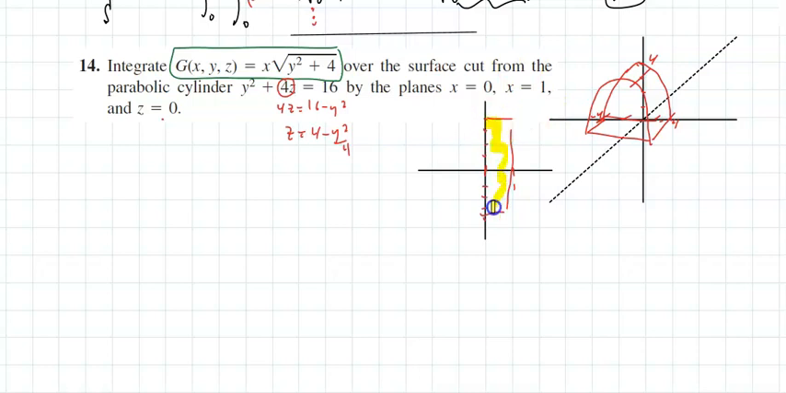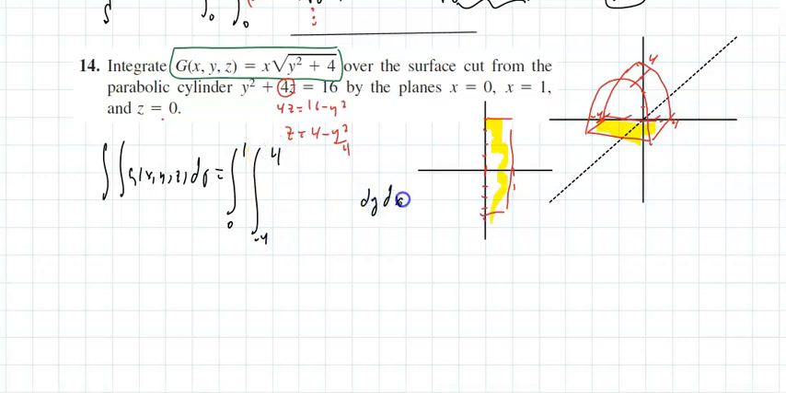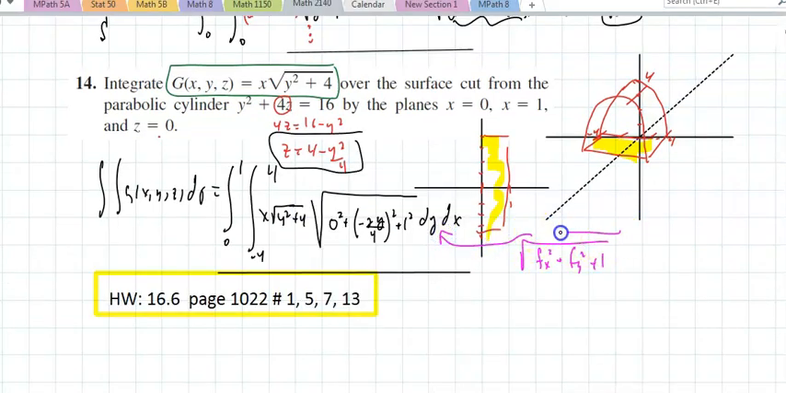So this region is actually this region, and the double integral of g of x, y, z, d rho is going to equal the integral. X is going to run from 0 to 1, and y is going to run from negative 4 to 4, dy dx, and it's going to be x square root of y squared plus 4, and what do you think is going to go right there? And that would be the square root of f sub x squared plus f sub y squared plus 1, and there's the home.